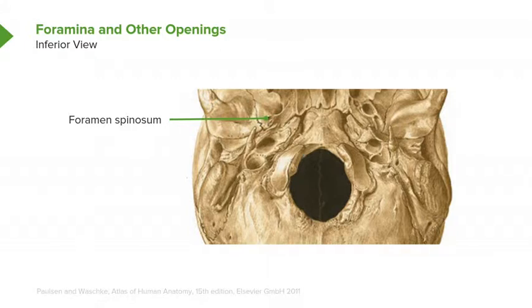This image labels the foramen spinosum. We can just make out a very small portion of that opening. This particular view is demonstrating the foramen lacerum. We see it on this side, and we can also see its boundaries right in through here on the opposite side.